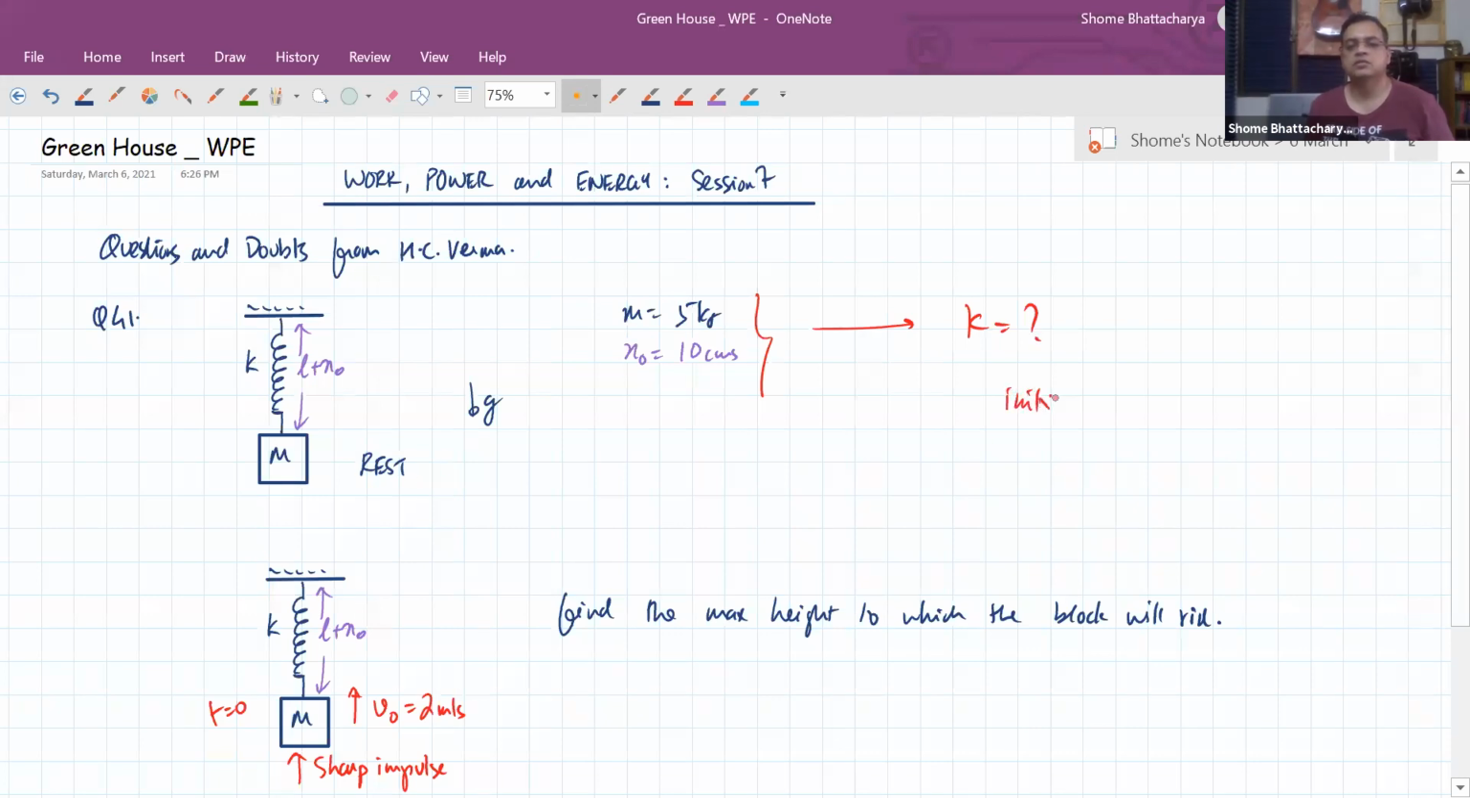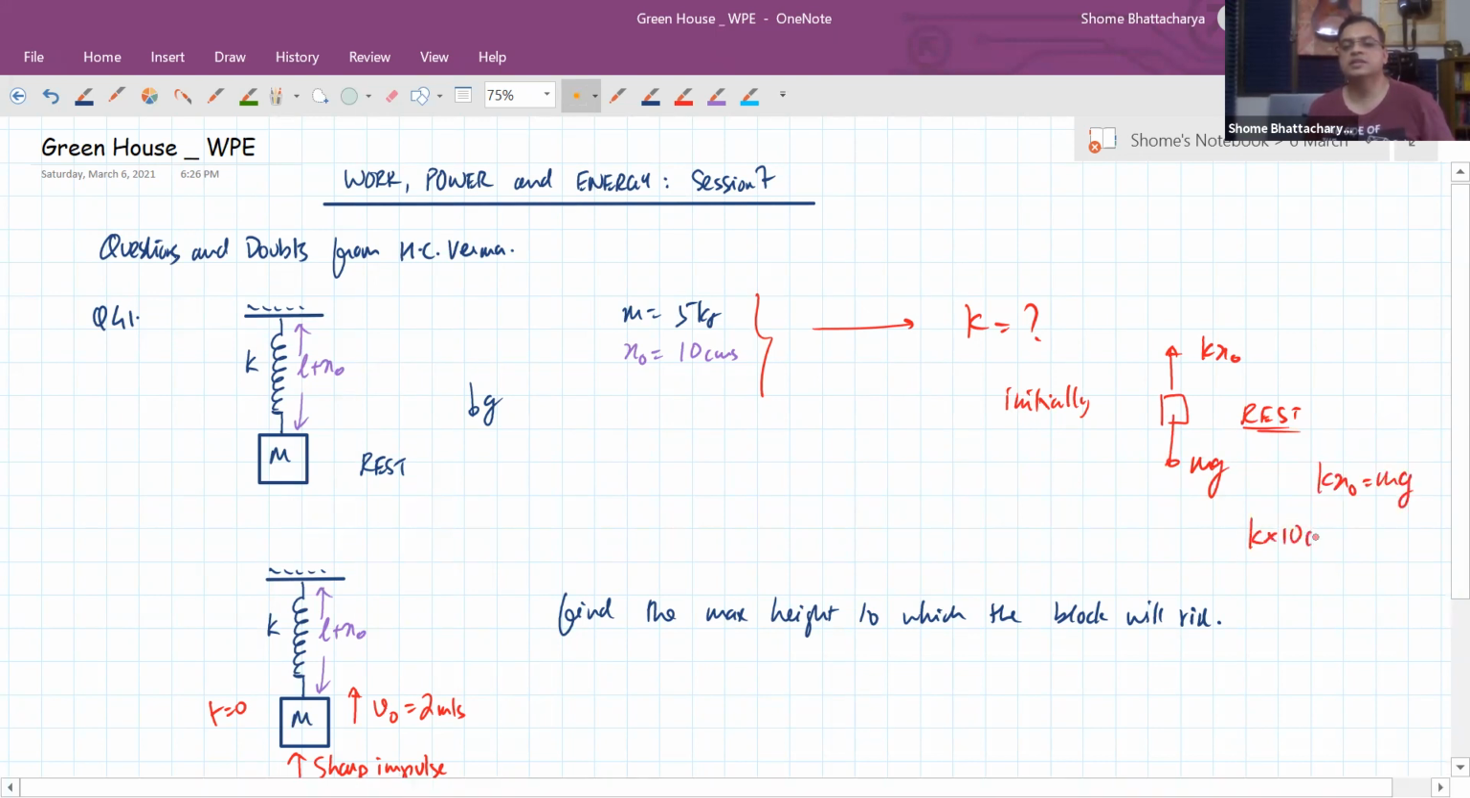Initially, when the block is at rest, before we apply the impulse on it, the spring force is kx naught and the gravitational force is mg. Because the block is at rest in equilibrium, kx naught is equal to mg. So k into 10 centimeters is equal to 5 into 10 newtons. So the spring constant is 5 newtons per centimeter, or 500 newtons per meter. So that's the first thing. We need to find out the spring constant, so that we've done.